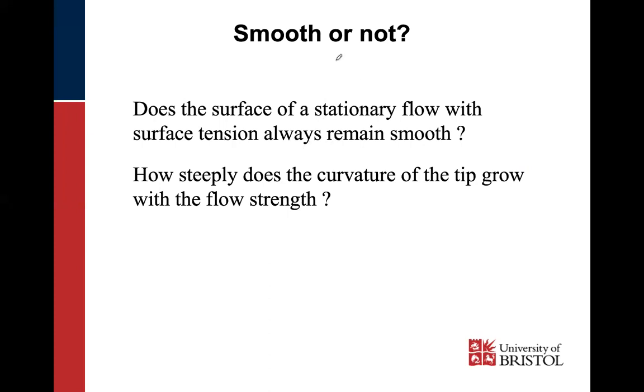So in some sense, this represents a worst case scenario for smoothness. And if it turns out to be smooth in this case, then you can pretty safely say that all stationary flows with surface tension will remain smooth. And in case they're smooth, then in case there's a finite curvature, how does this curvature grow with the capillary number, which is this non-dimensional measure of the flow strength? So this is the scientific question I'm asking.